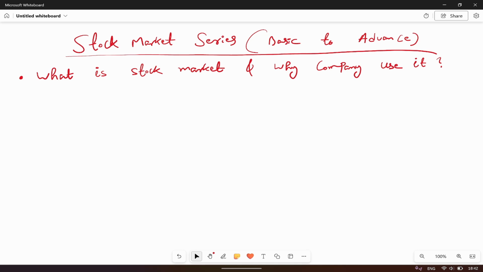In this entire series, I will start from the very basics of the stock market and I will touch upon topics as advanced as there are in the stock market. For example, I will touch upon derivatives, which includes futures and option chain, and all the other complicated things, which now seem complicated, but it's not going to be complicated for too long.